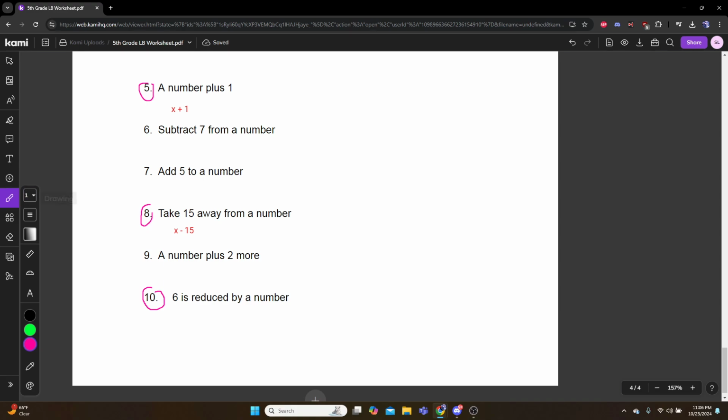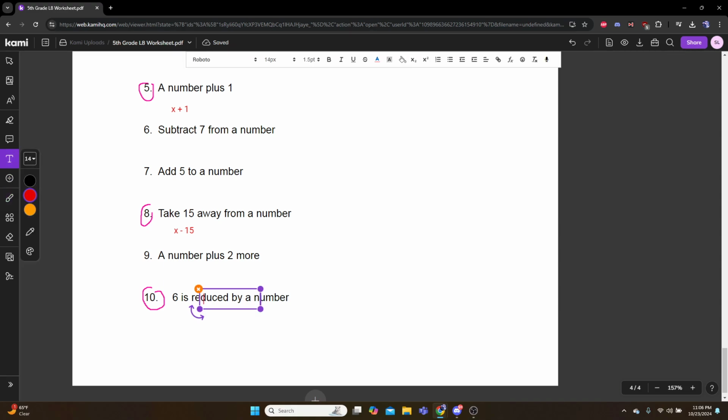So now here for number 10, it says 6 is reduced by a number. This means that 6 is reduced by a number, which is the equivalent to subtracting. So we would have 6 and then reduce it by x, the number.